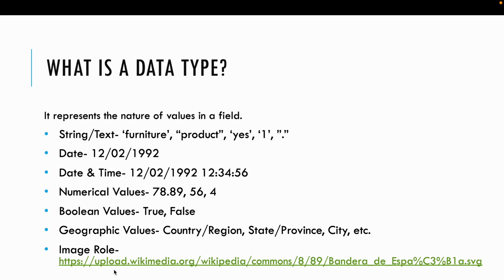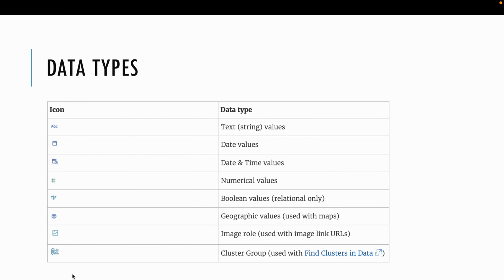Then image role: any URL which leads to an image on the internet is considered an image role data type. Initially this URL would be consumed as a string type, but you have the ability to transform this into an image. Then the last one is cluster group. This data type gets generated when you use your values such that it creates a cluster group in your visualization. That time you'll see this one.